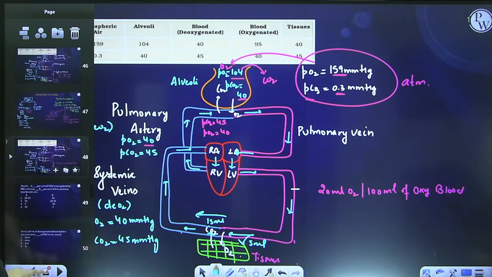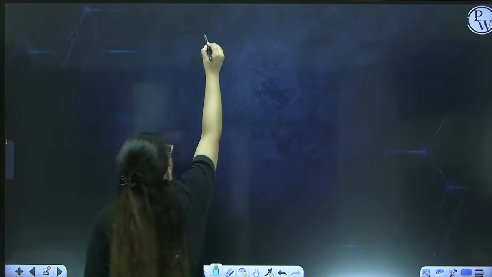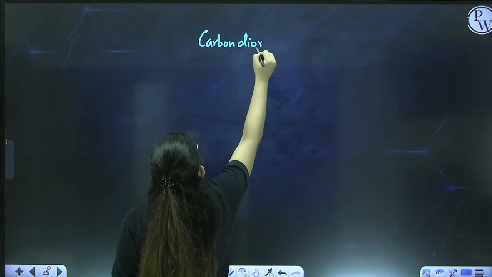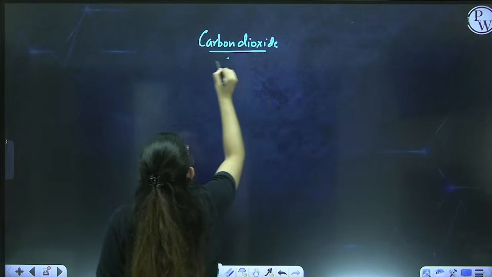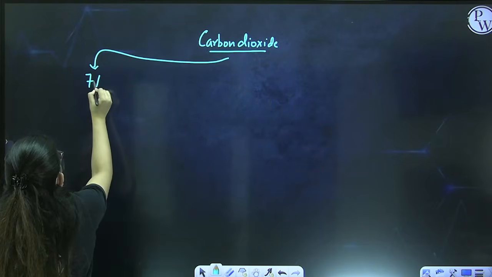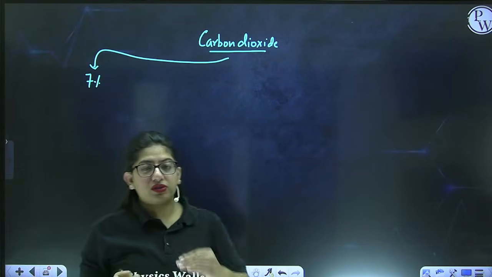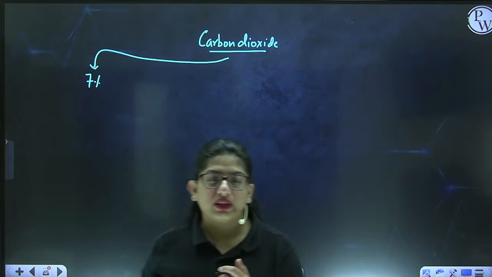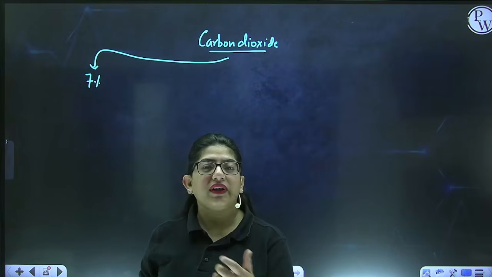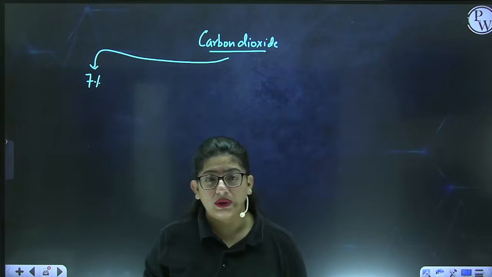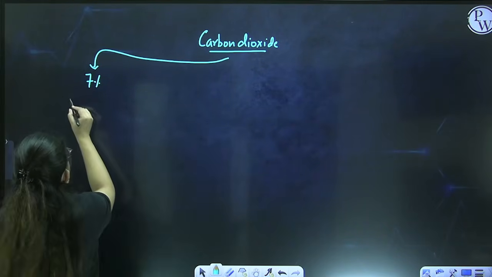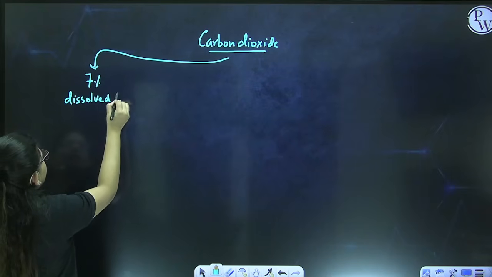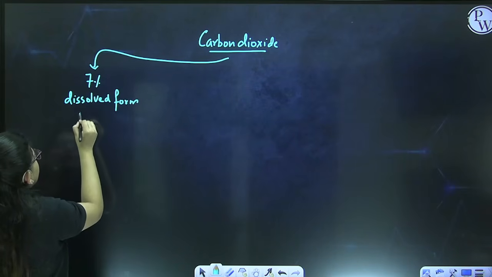Let's talk about the transport of CO2 or carbon dioxide. So if I talk about carbon dioxide, 7%, like in oxygen, where 3% was transported in the dissolved form in plasma. Here 7% is transported in the dissolved form in plasma.